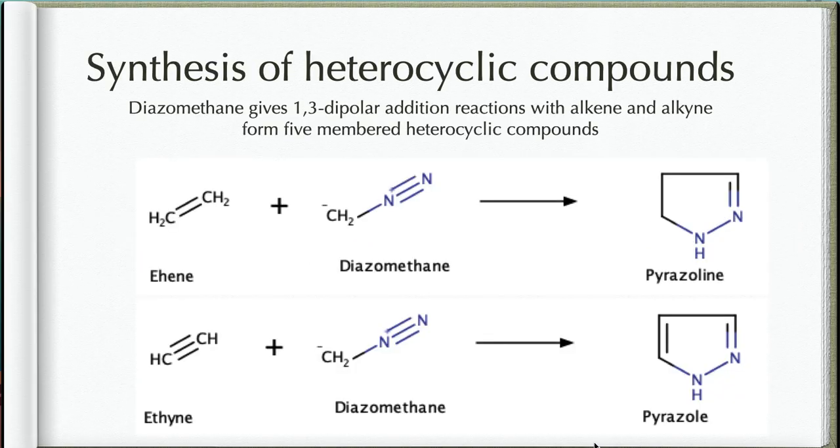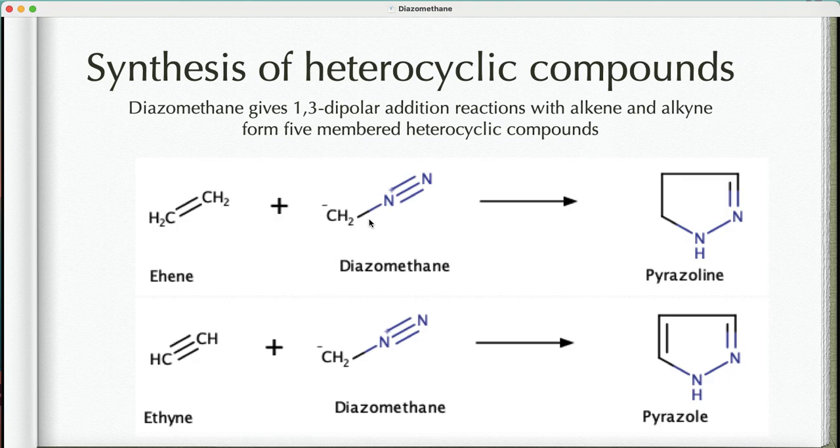Fifth synthetic application is the synthesis of heterocyclic compounds. Diazomethane gives the 1,3-dipolar addition reaction with alkenes and alkynes, and it forms 5-membered heterocyclic compounds. Ethene CH2 double bond CH2 on treatment with diazomethane CH2N2 gives pyrazoline as the product. Acetylene CH triple bond CH on treatment with diazomethane gives pyrazole as the product.